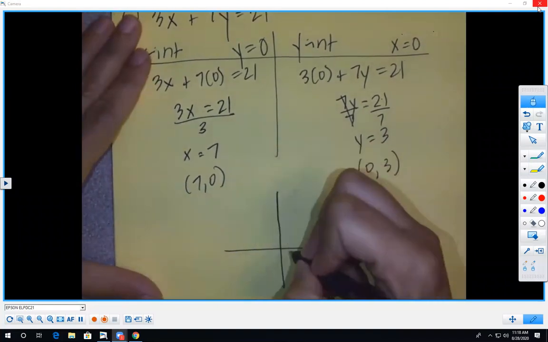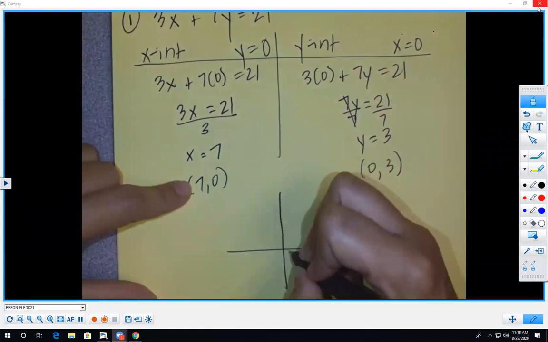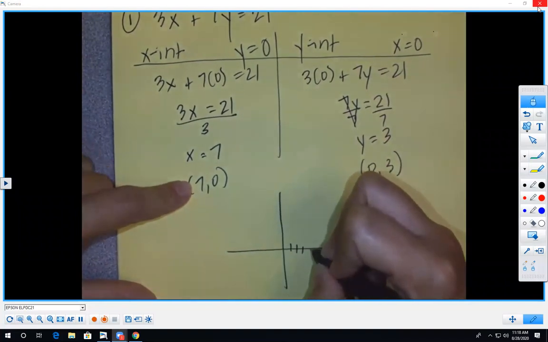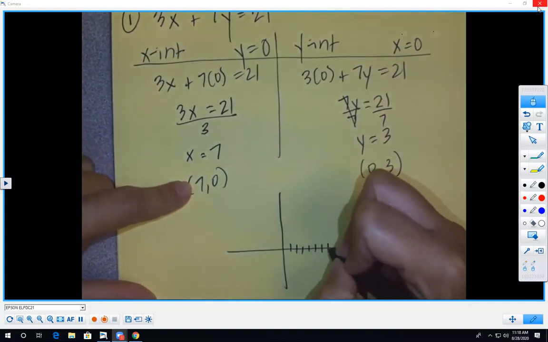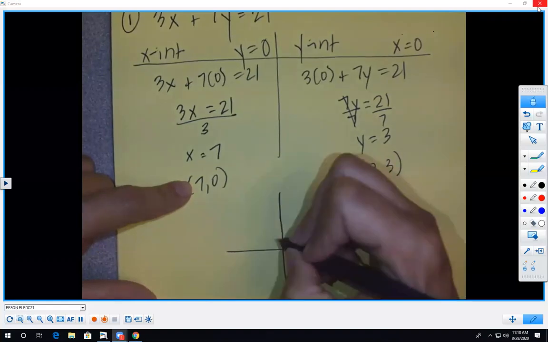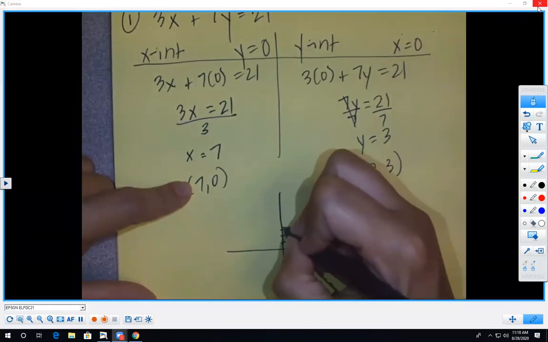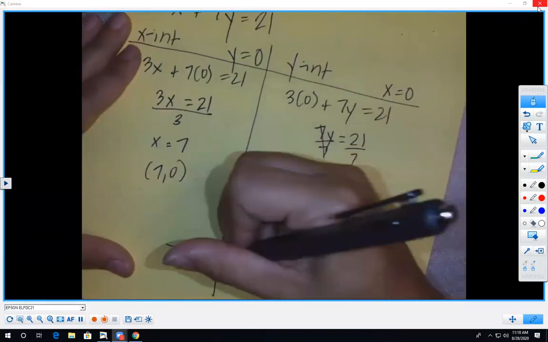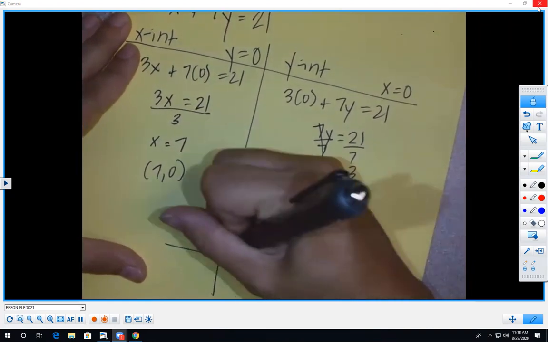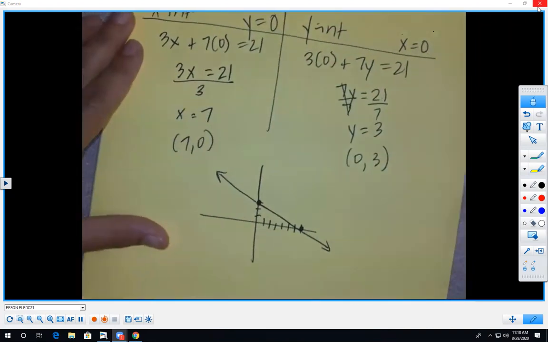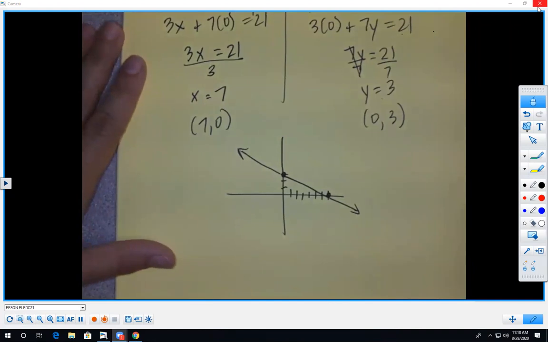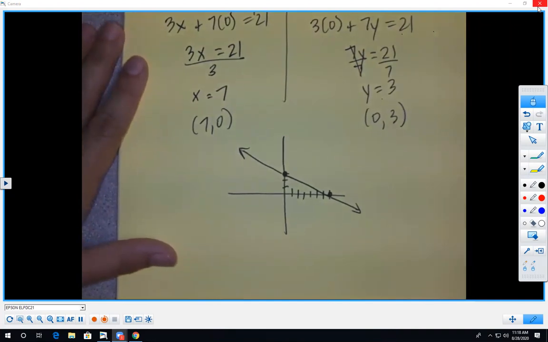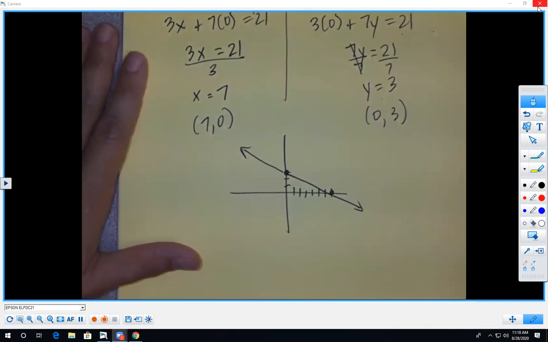So 0, 3, I'm sorry, 7, 0, the x-intercept, that's over 7 on your x-axis. Put a dot there. 0, 3 is up 1, 2, 3 on your y-axis. Put a dot there. And then connect your dots with a straight line. And your graph looks something like that. Questions about that?